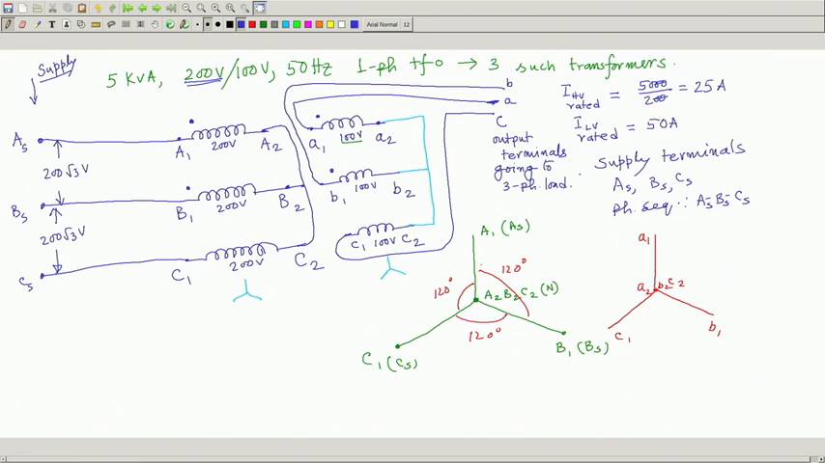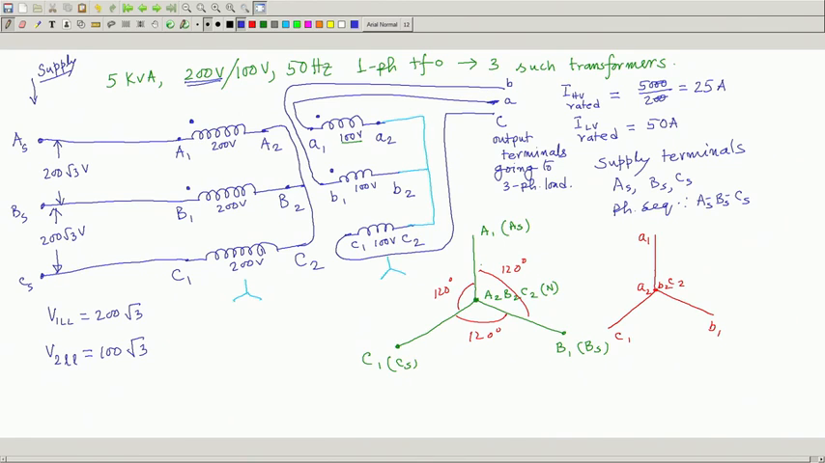Therefore, I have applied 200 root 3 line to line voltage here. What will be the line to line voltage across A1 B1? It is this length. The line to line voltage once again will be balanced 3 phase, and the line to line voltage on the secondary side, if I write V1 line to line as 200 root 3, I will say V2 line to line, small letters for the low voltage side, will be equal to 100 into root 3, as each one is 100.